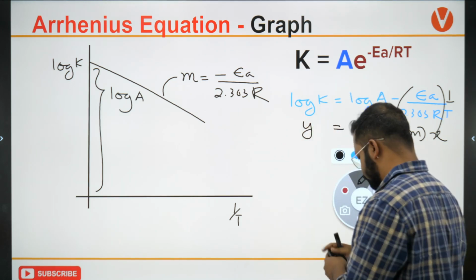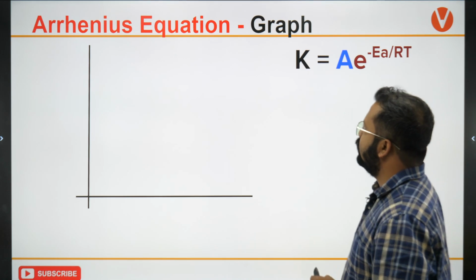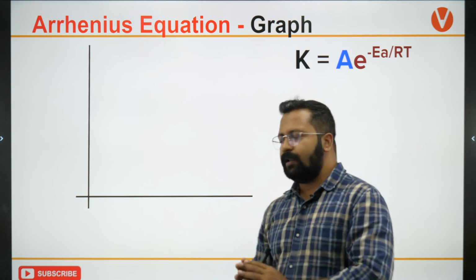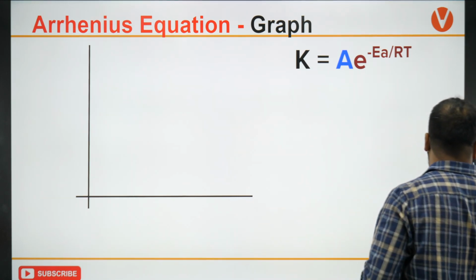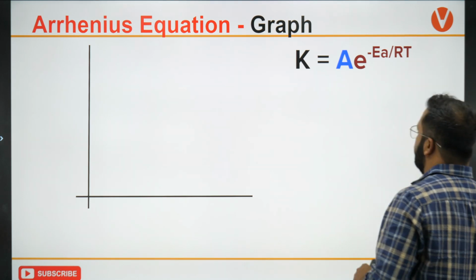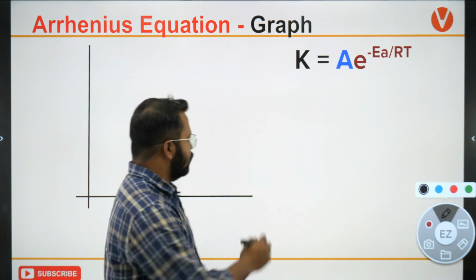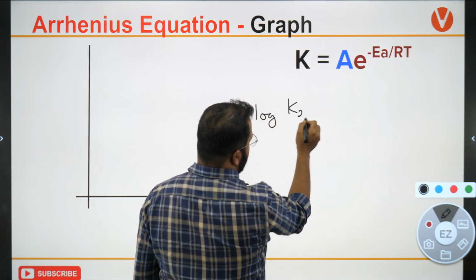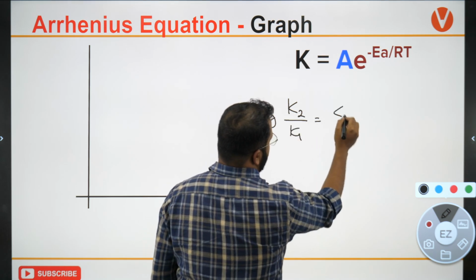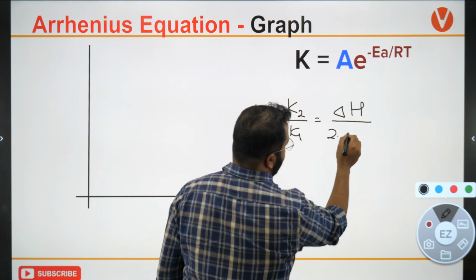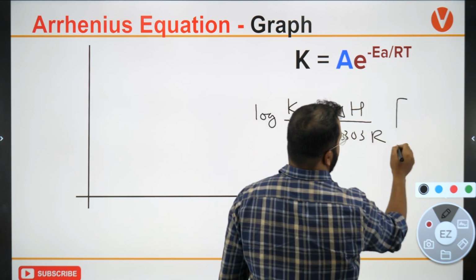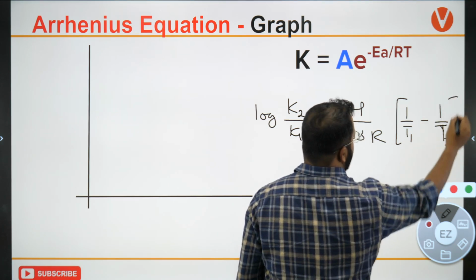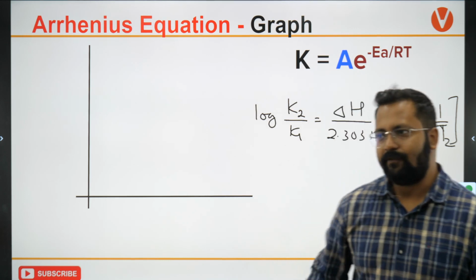So, okay, now there's a very simple relationship that we get. Have you read this relationship? Log of k2 upon k1 is equal to delta H upon 2.303 R times 1 upon T1 minus 1 upon T2. Have you read this equation?